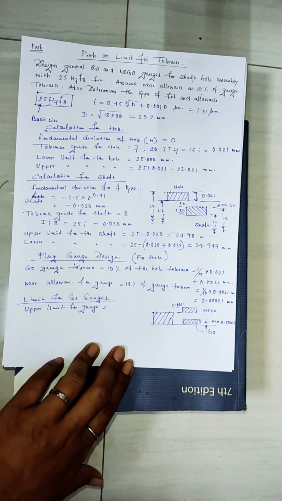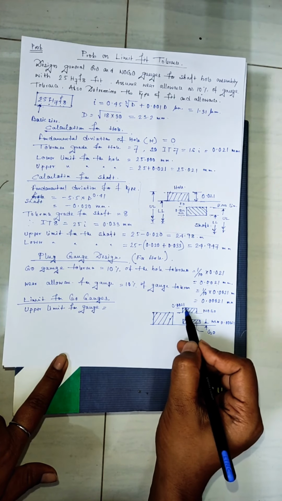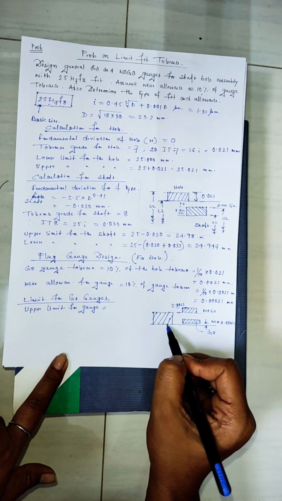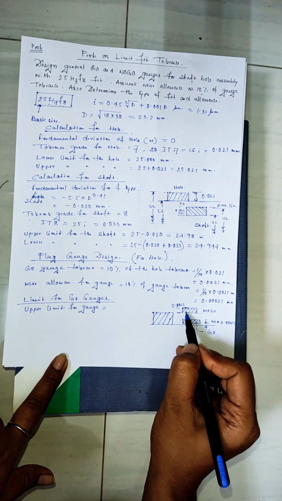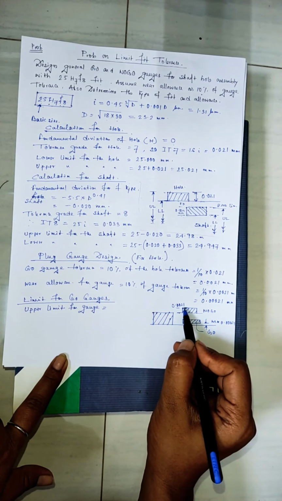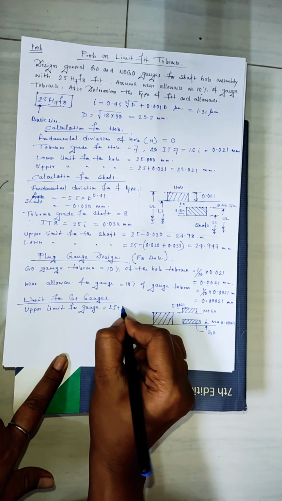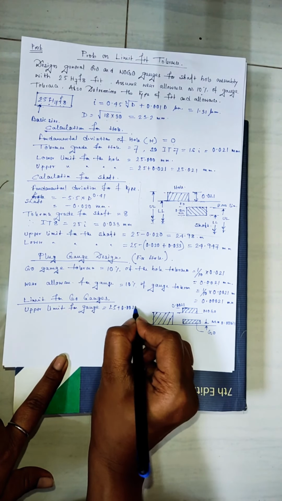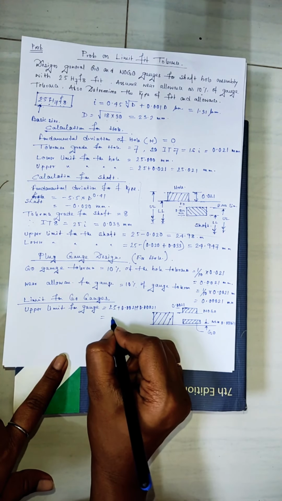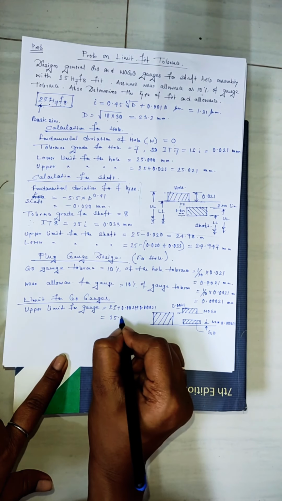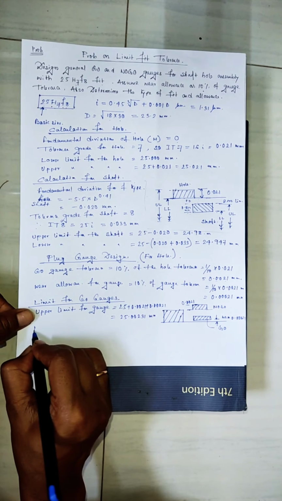And this wear allowance is 0.00021, right? So the upper limit for the go gauge is this value: basic size plus hole tolerance plus gauge tolerance. Clear? So basic size is 25 plus 0.0021 plus 0.00021. So that value is 25.00231 millimeter.